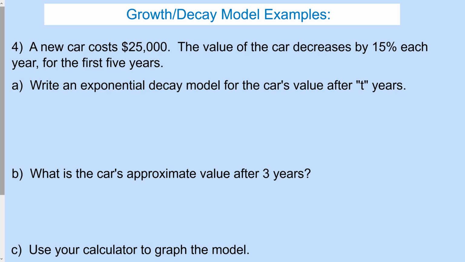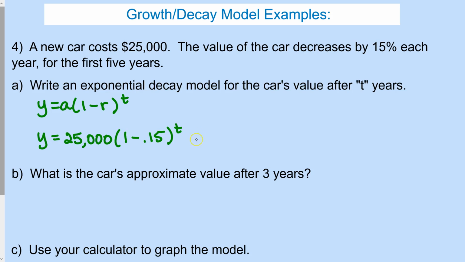So let's write the model. So we need to use our decay model, which is y equals a times 1 minus r to the t. And the initial value was 25,000, so that's our a. And the amount of decrease, 15%, converted to a decimal is 0.15. So then we'll simplify that, and we get the model y equals 25,000 times 0.85 to the power t.